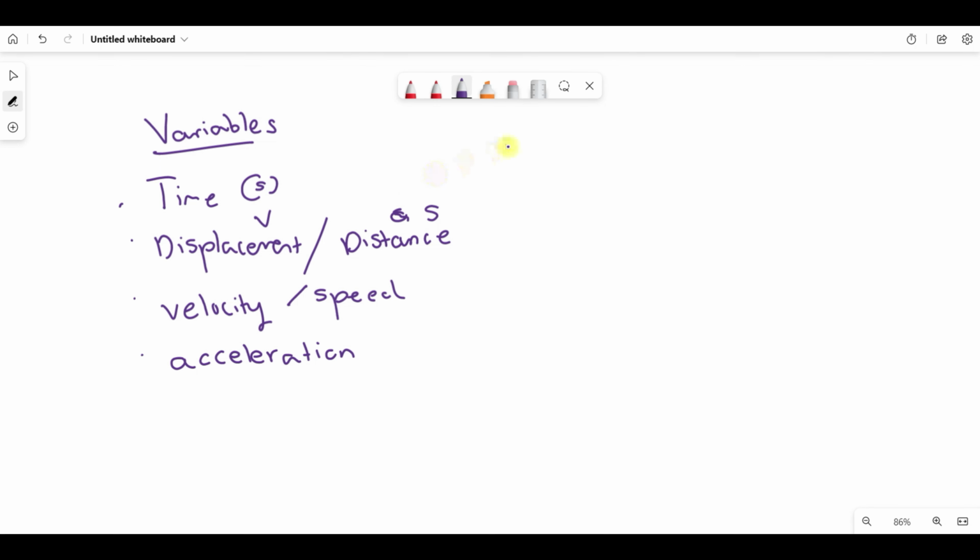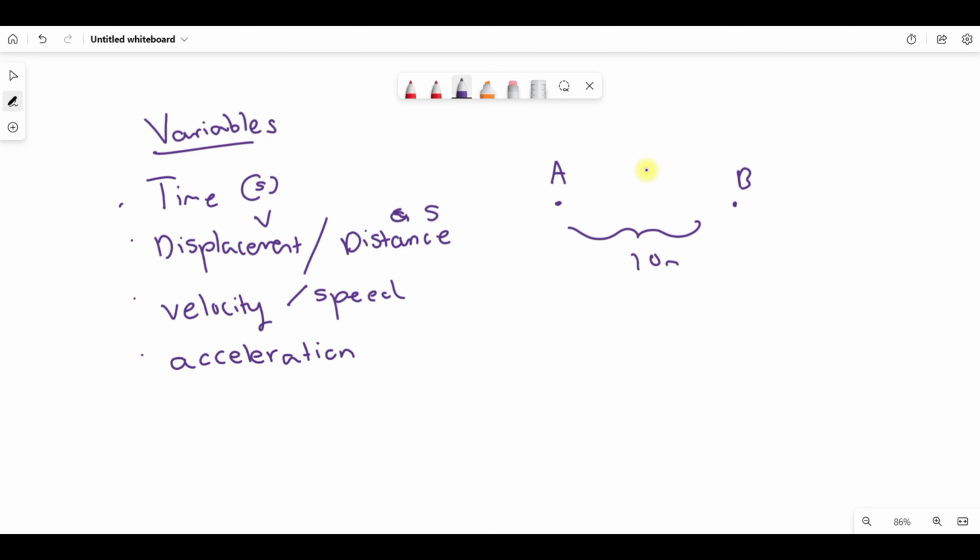A key distinction in where these differ is, let's say you're at point A and you want to go to point B, and point A to point B is 10 meters. If you were to go from point A to point B, your displacement and your distance would be 10 meters. But if you went from point A to point B back to point A, your displacement would be 0 meters, whereas your distance would be 20 meters. Why? Because your displacement is only concerned about where you started and where you finished. You started at A and you finished at A, so you made no actual displacement.